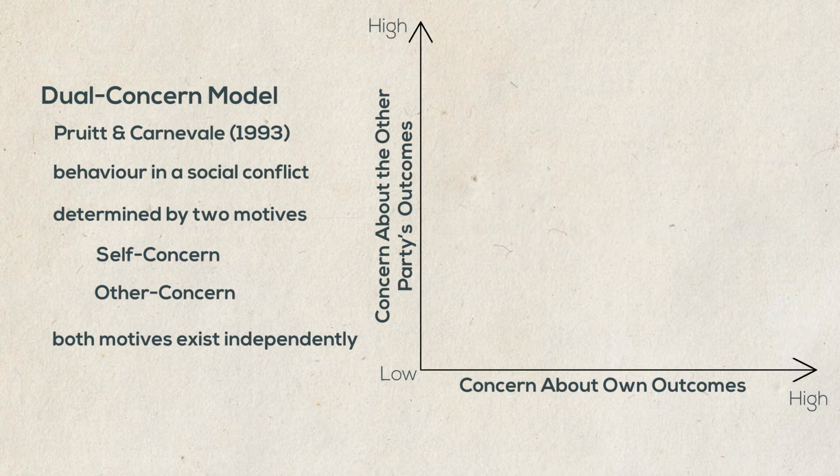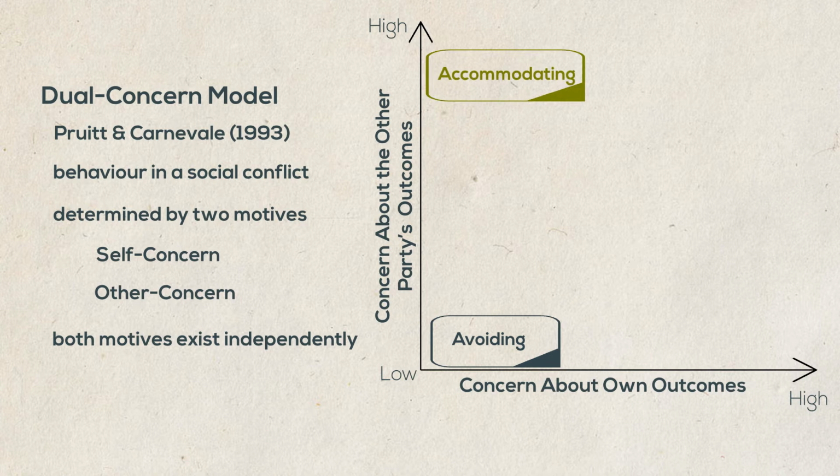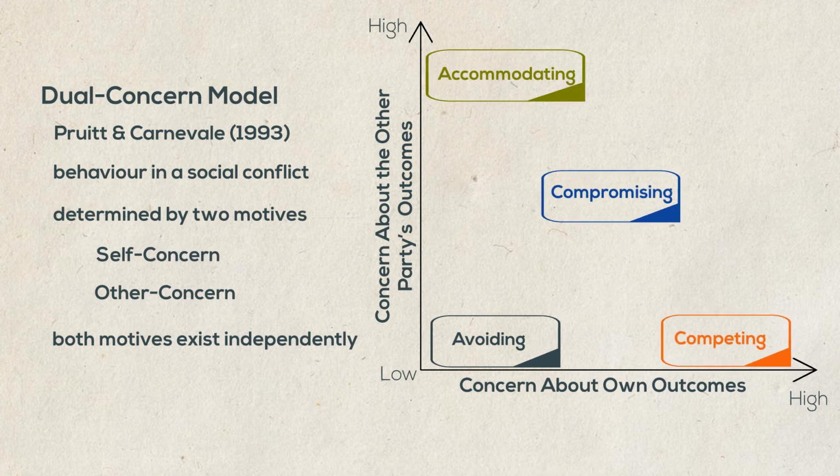The different combinations of self-concern and other concern result in five typical behaviors in the course of a conflict. These are avoiding, accommodating, compromising, competing, and problem-solving. Let's have a closer look at these five different typical conflict behaviors.